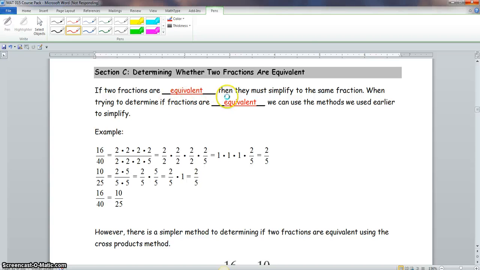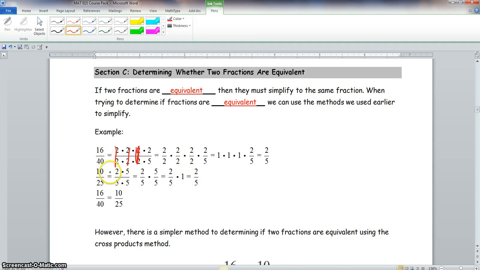Now we come to section C, determining whether 2 fractions are equivalent. If 2 fractions are equivalent, then they must simplify to the same fraction. When trying to determine if fractions are equivalent, we can use the methods we used earlier to simplify. Example, 16 over 40. We do the prime factorization of 16, the prime factorization of 40. And as we did in class, we could simplify out what they have in common. And you notice we have 2/5. So 2/5 and 16/40 are equivalent fractions. And then also with everything else here.